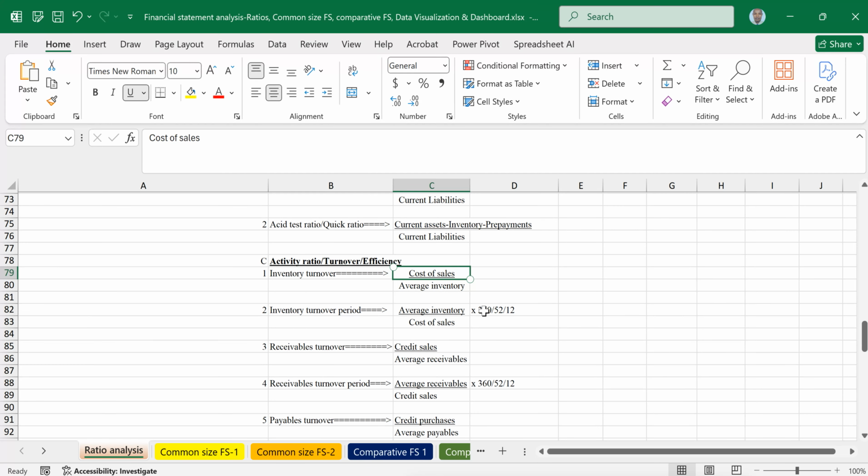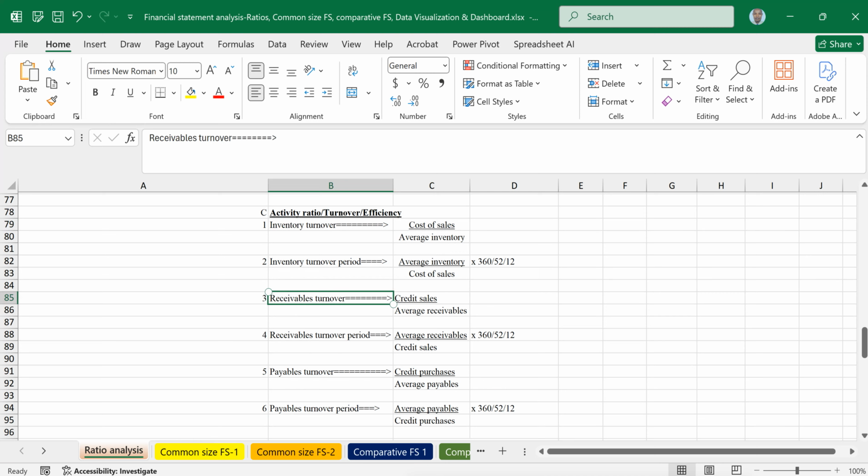That's inventory turnover period. Then we have receivables turnover, which is credit sales over average receivables. That is the number of times that you convert sales, or you make credit sales, in a year. That is credit sales over average receivables.